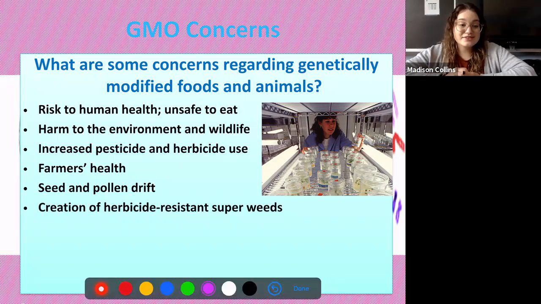There's also the possibility that we could create herbicide-resistant superweeds. So as plants evolve to the herbicides that we use, those plants get stronger. They learn how to adapt, right? Through mutations, they might become resistant to those herbicides we use, which means we might have to use stronger and more toxic herbicides, which is just not good for the environment.